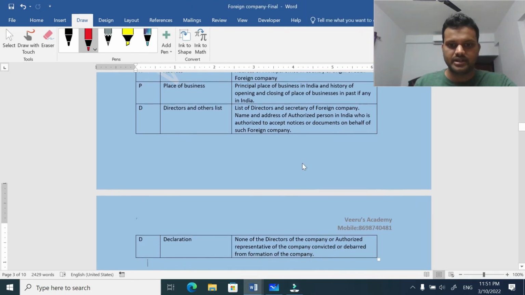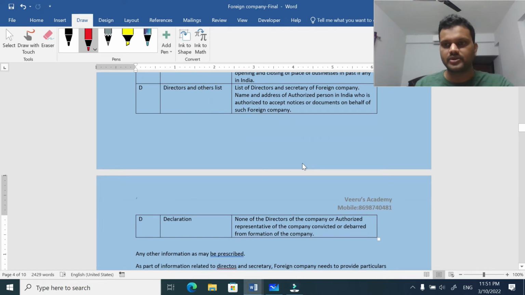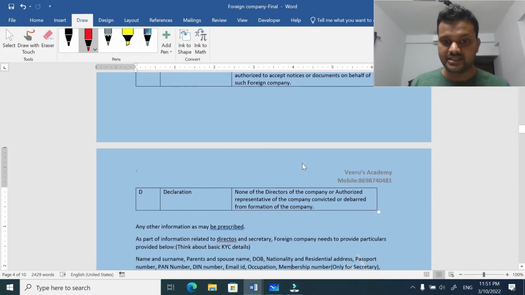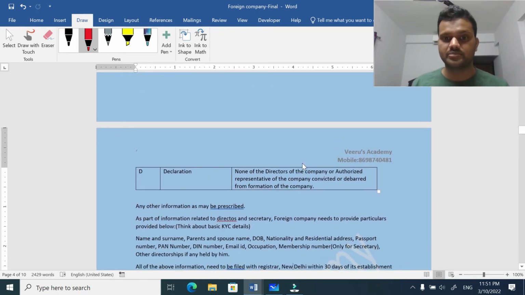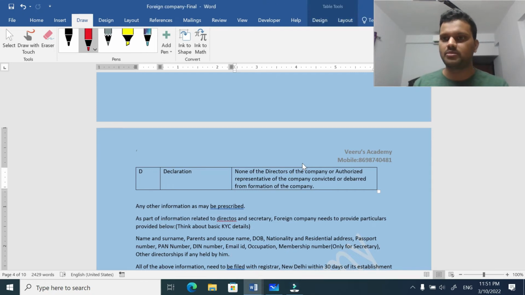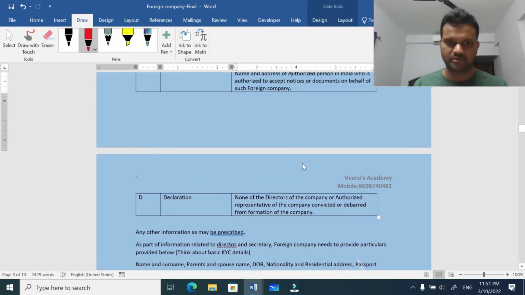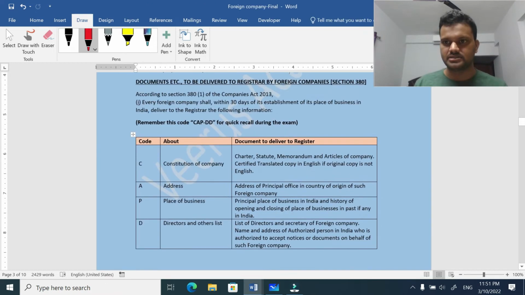Next, declaration. Declaration is what? Whatever information provided above is true and correct, right? And one more point is they are not debarred from formation of any company. So this is just a normal application-level declaration they need to provide. How to remember this? This is very general in nature.